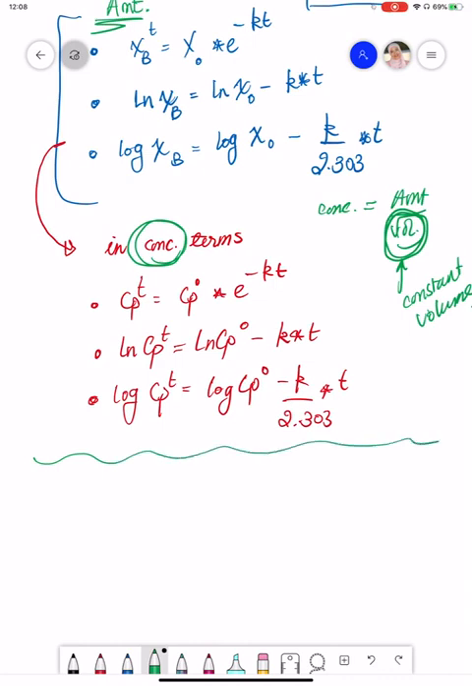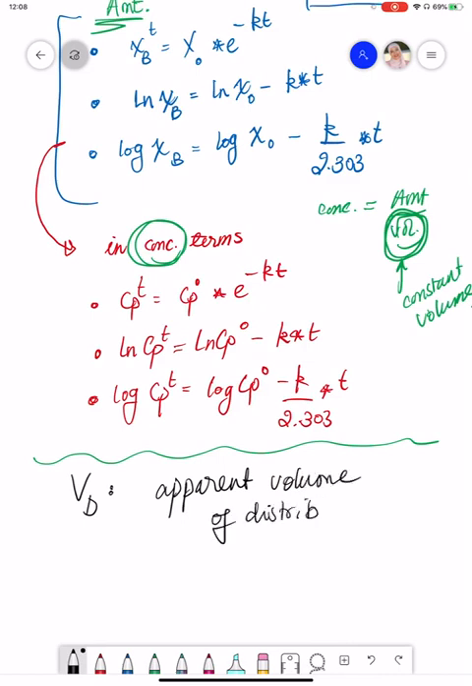And why do we call it an apparent volume of distribution, which as a symbol is called VD? Because it is simply not a physiological volume. Because it's not a physiological volume, that's why it's called an apparent volume of distribution. Why is this, or how can we understand this point?